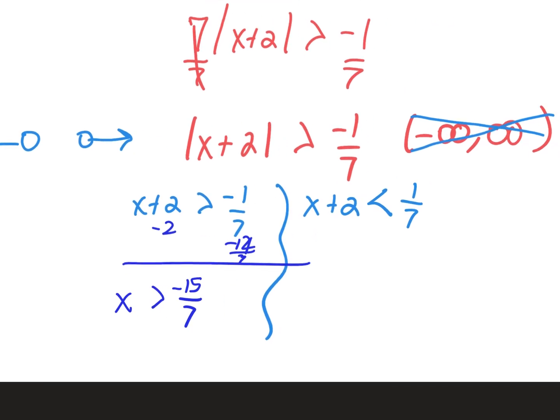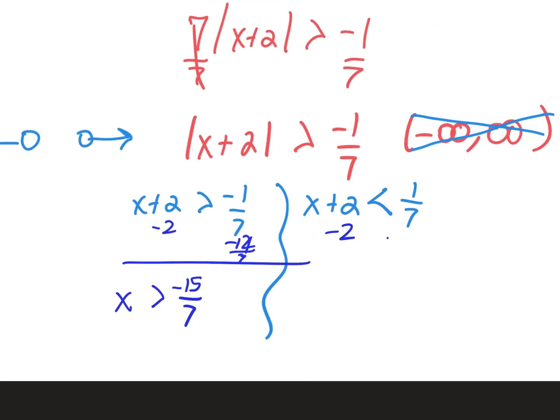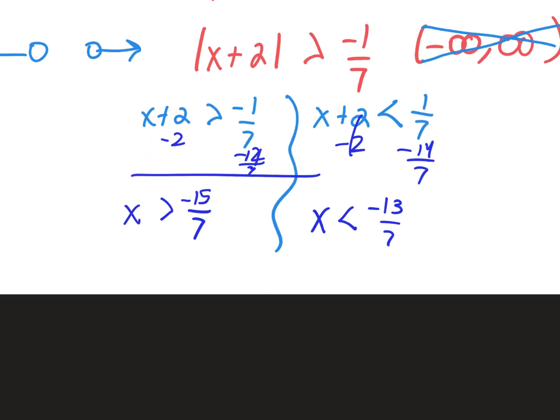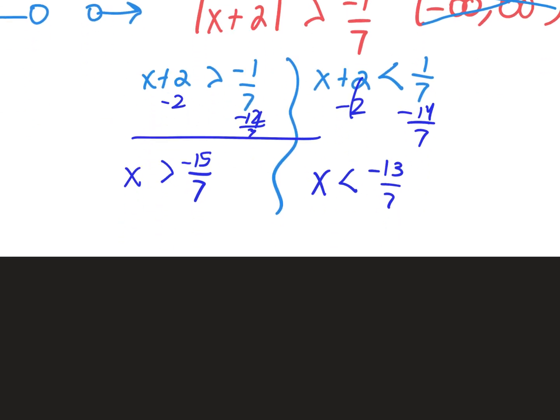Yeah, that's fine. So here I'm going to subtract 2 again. So I'm going to subtract 14 over 7. And I get x is less than negative 13 over 7. So now when we go to graph this, we're going to graph based upon what we have here. So I have negative 15 over 7, I have negative 13 over 7, and I have 0.